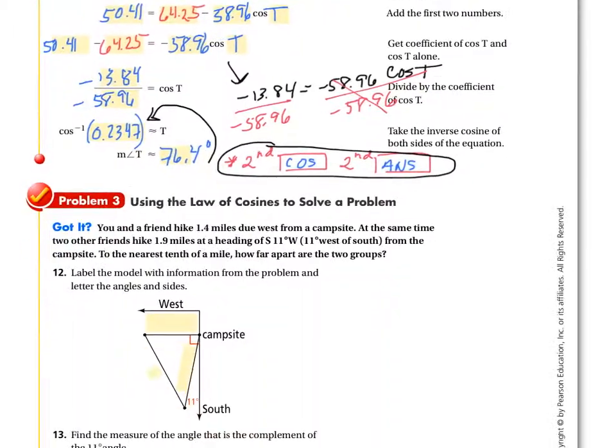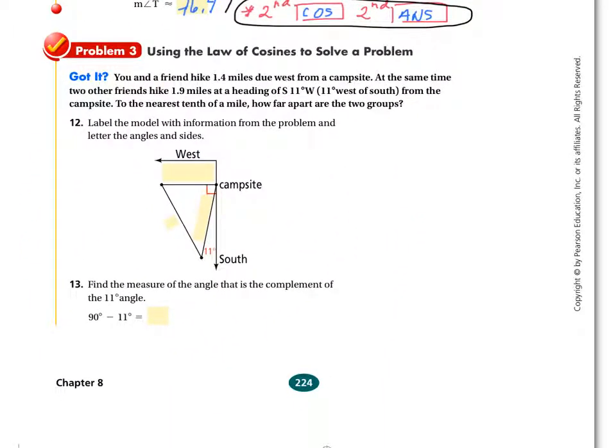So then let's look at the last problem, 3. Using the law of cosines to solve a problem. So they give a bunch of interesting information here. You and a friend hike 1.4 miles due west. So here you are, and this is your path right here. So you're going due west in this direction. So this is your first path right there. And so that's 1.4 miles. That's what they want you to put there.